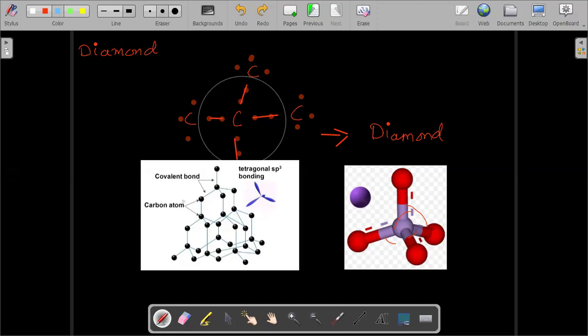Okay. So got this? Everyone understood about the structure of the diamond? See here, each carbon, these balls, they represent carbon, and the lines represent the bond between carbon and carbon. So hence it is a tetrahedral structure formed with a covalent bond. Got it?